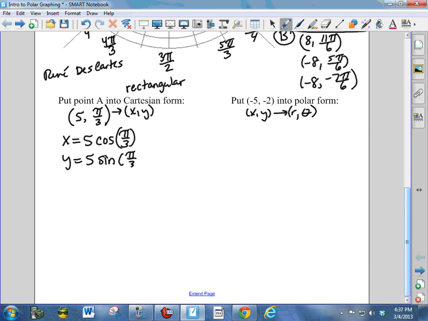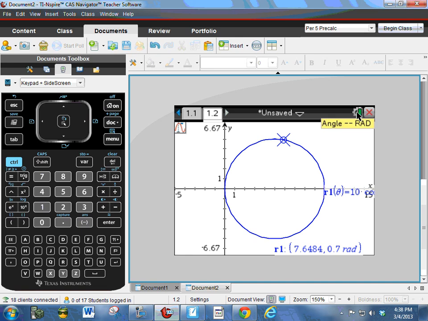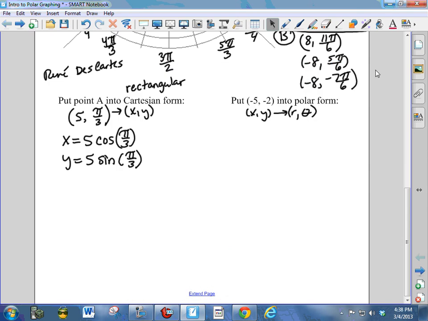Making sure your calculator is in radian mode. Remember, if you're on the Inspire, you can just cursor up to the upper right-hand corner of your calculator, and there's a little battery symbol, and you can look and see. You can go up here and see if it says angle radian or angle degrees, so you would want to do that. If you are on the TI-84, you'll want to go to mode and check and see that you're in radian mode. So anyway, if you calculate 5 cosine pi over 3, you end up with 2.5. And when you do 5 sine of pi over 3, you end up with 4.33, etc.